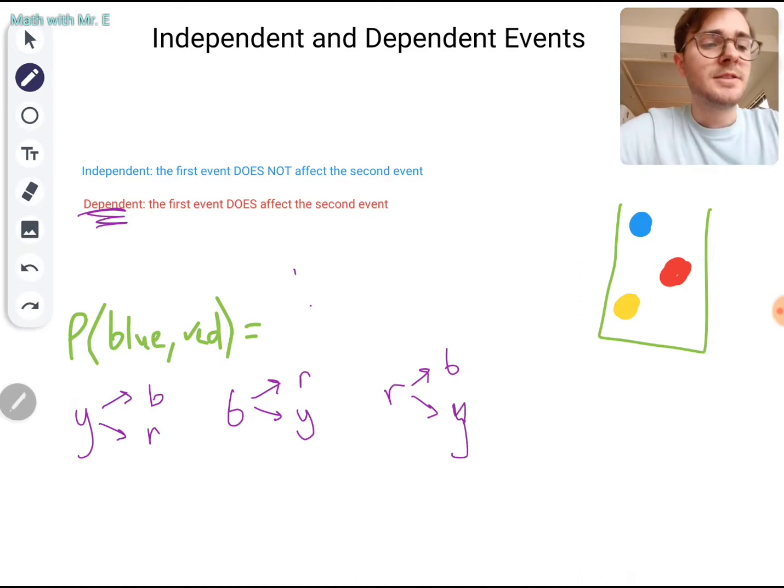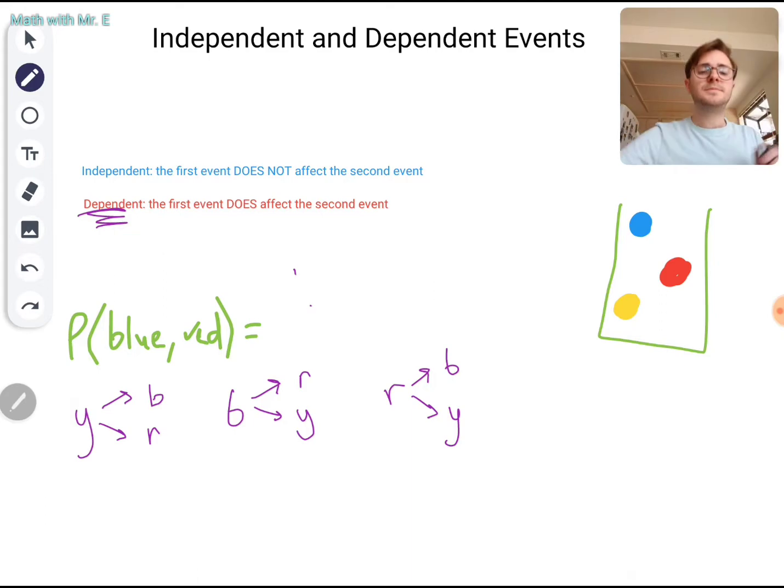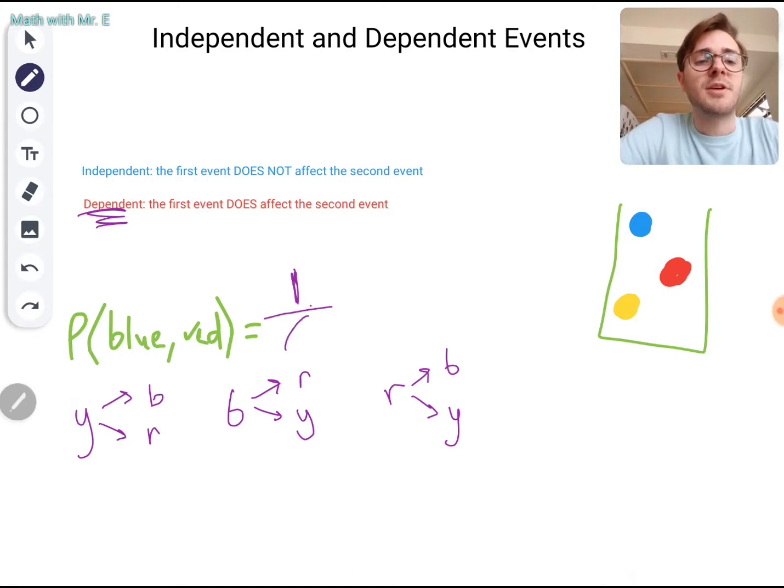Okay, so again, you can see, let's rewrite that for you. This time, instead of 9 possible outcomes, we only have 6. We've got yellow and then blue, yellow and then red, blue and then red, blue and then yellow, red and then blue, or red and then yellow. So that leaves us with one that's blue and then red, out of 6 total. So the probability, when it's a dependent event, of drawing blue and then red is actually 1/6.